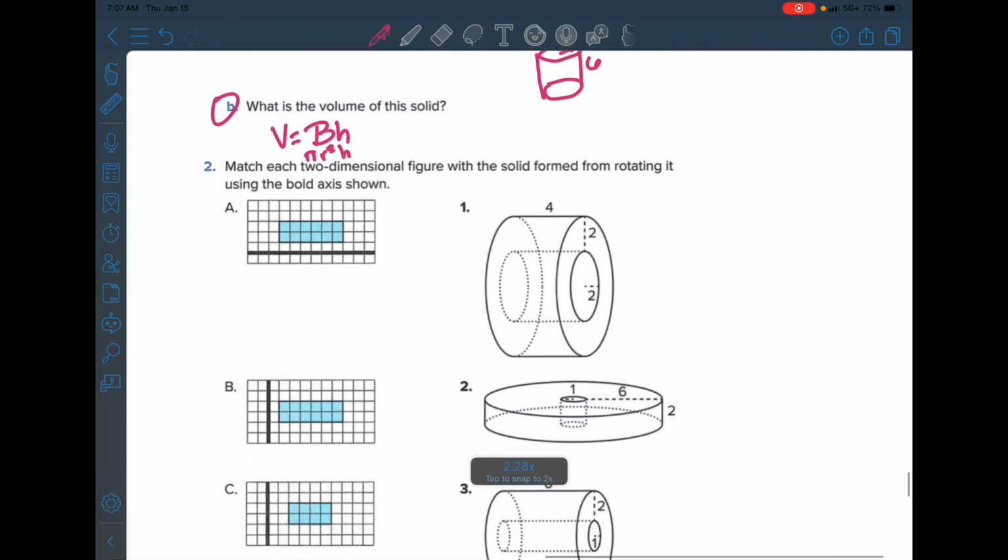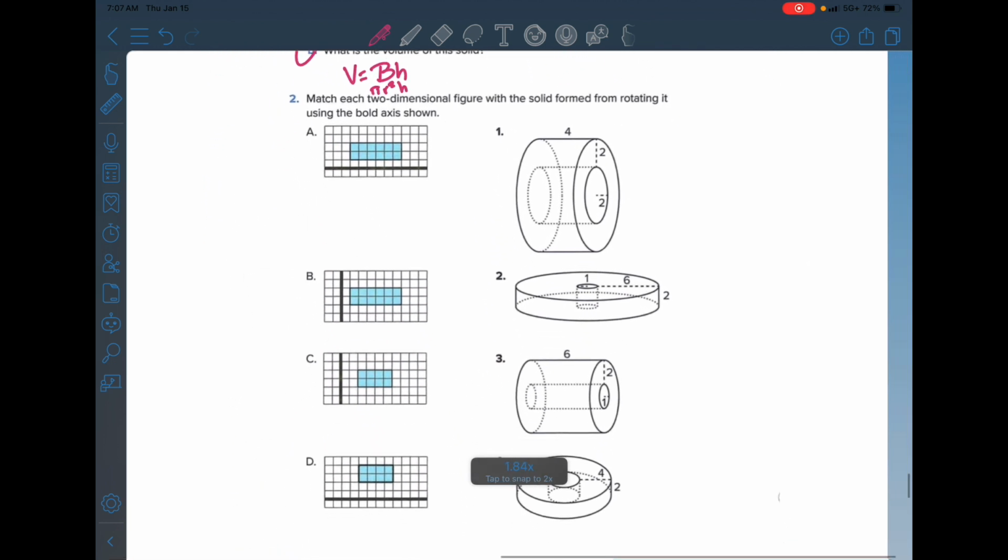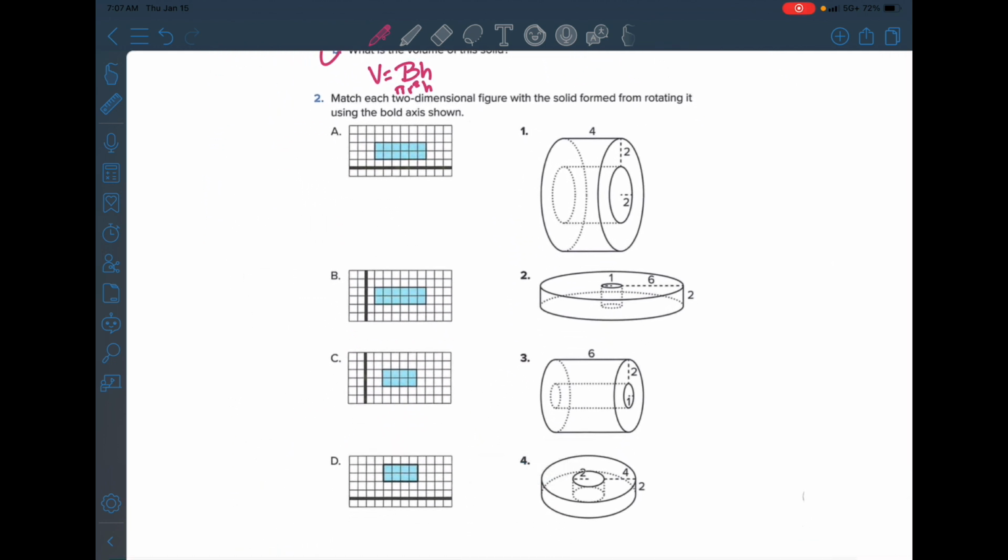So on number 2, it says match which one of those goes with it. You're going to have to count some blocks and see which one goes with what.